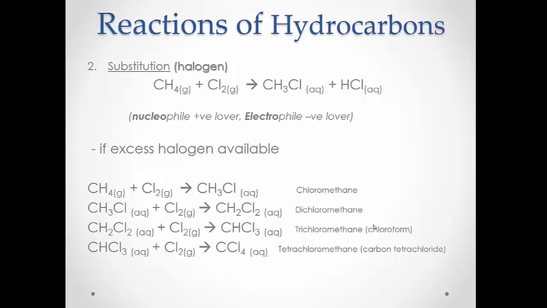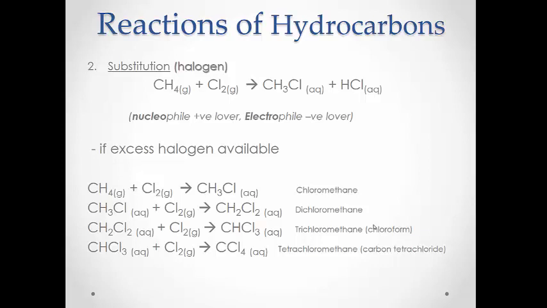In this we have a nucleophile, where nucleo is positive and phile is lover, so it loves positive things. So it itself must be negative if it's seeking something that's positive. And we also have an electrophile, which is a negative lover. So electrophile, negative lover, and it itself must be positive. Okay, and we'll look at the mechanism shortly for this substitution reaction.